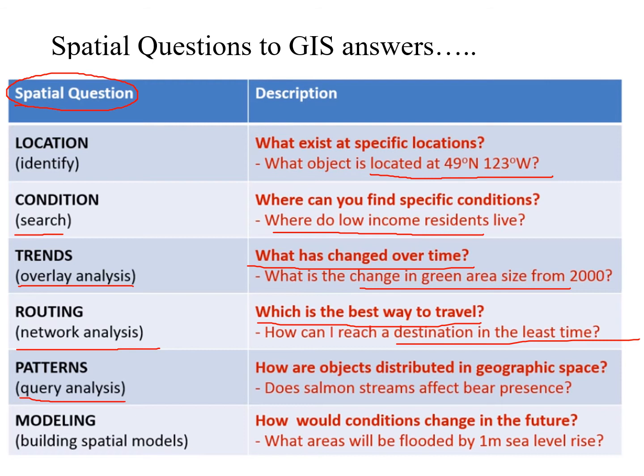Then modeling is nothing but building a spatial model, which comes under a mathematical model. A mathematical model will give predictions for the future. For example, what areas will be flooded by a 1 meter sea level rise? Mostly, modeling is done for getting answers to such questions which are likely to arise in future. In another form, we call it prediction.